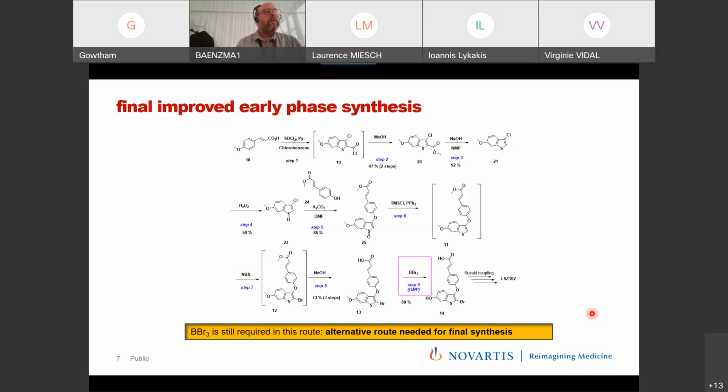These are reagents compatible with the ester moiety, whereas the reduction of the sulfone was not compatible with an ester. So this was an improvement by 2 steps, and then the next steps were on the same sequence. However, BBr3 was still required in this early phase synthesis, and BBr3 is a nasty reagent, especially on large scale. It's difficult actually to ship. It's also difficult to handle because it's very corrosive, and it's not an easy reagent to handle for large scale.